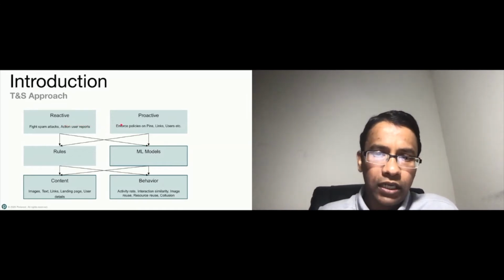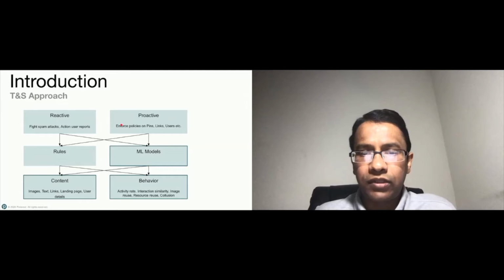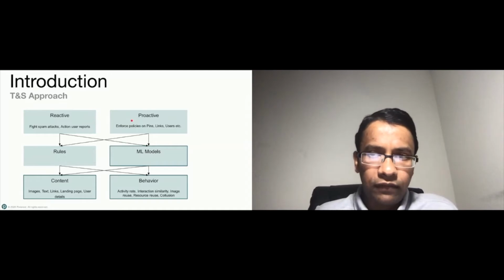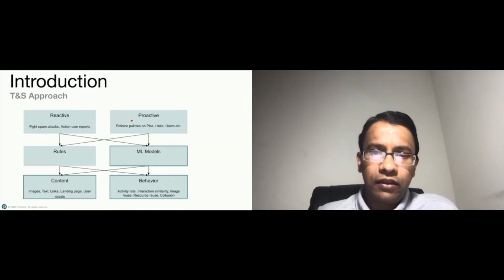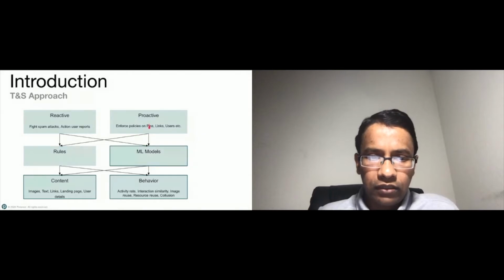We support that heavily with a proactive approach. What does it mean? We create machine learning models that can catch all this bad stuff beforehand and filter it before it gets distributed to other users. And there we enforce policies using these machine learning models. Proactiveness also comes from some of the rules that we use to support our ML models.